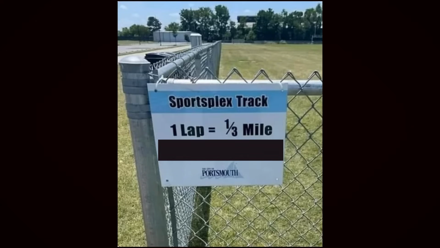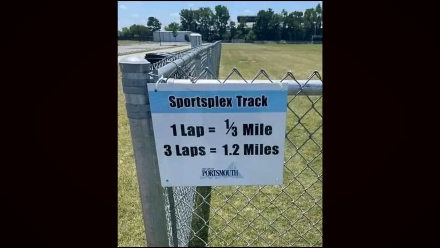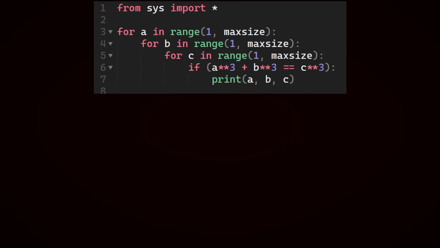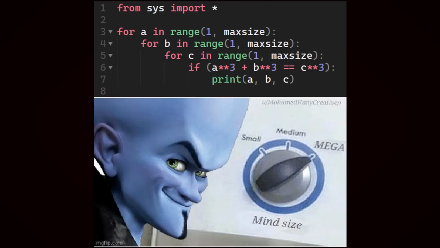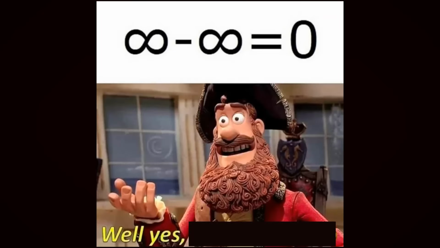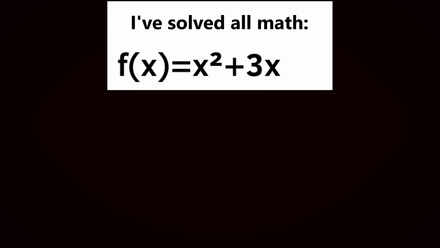Sportsplex track. 1 lap equals 1/3 mile. 3 laps equals 1.2 miles. Mind size mega. 8 minus 8 equals 0. Well yes, but actually no. I've solved all math.